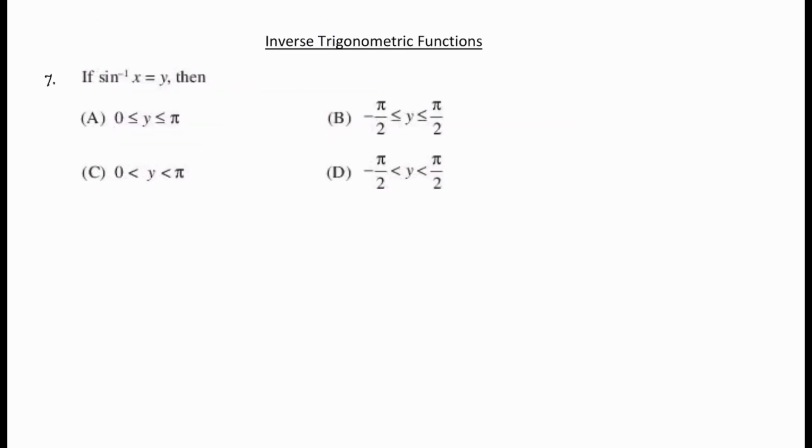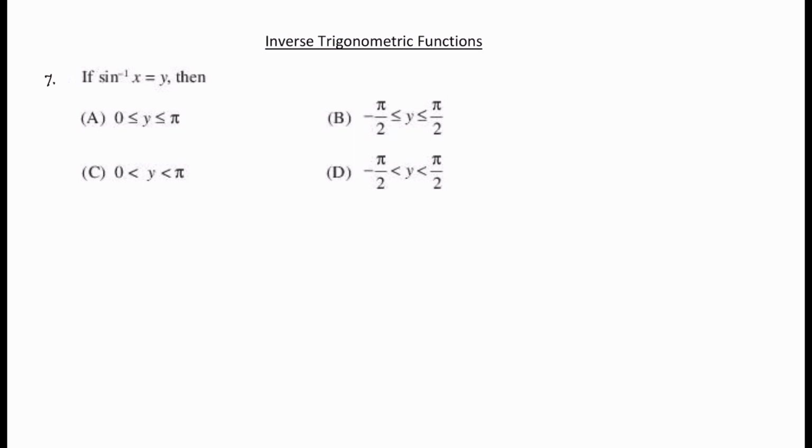Now MCQ questions from inverse trigonometric functions lesson. 7th question. If sine inverse of x is y, then we have to write the condition for y. Set of all y is the range, which is the principal value branch, and set of all x will form the domain. Here the condition is for y, so y should be in the principal value branch of sine inverse.